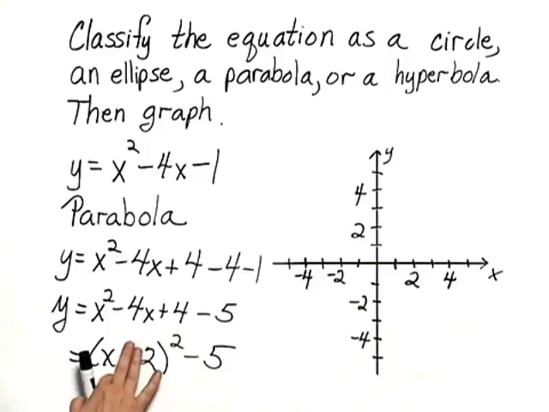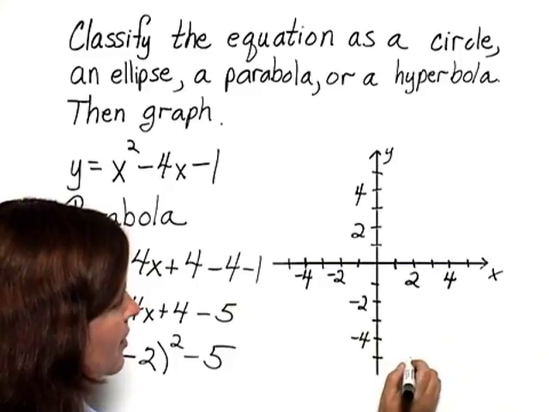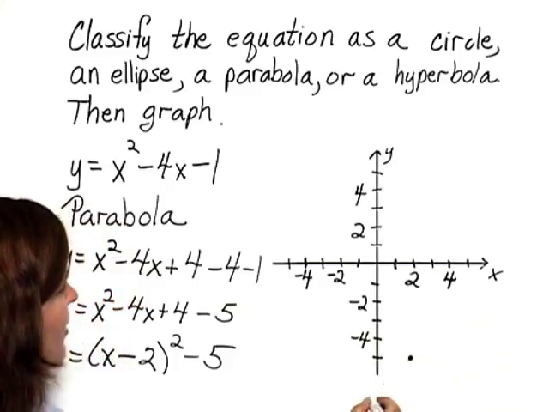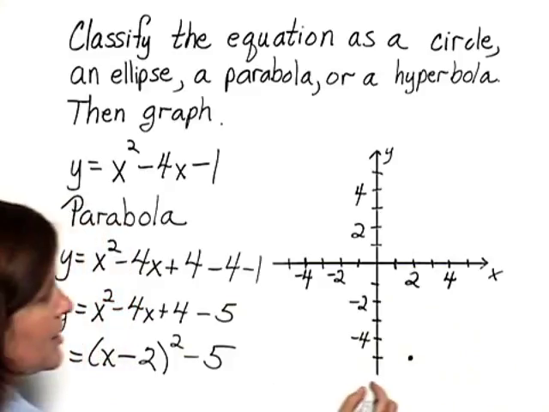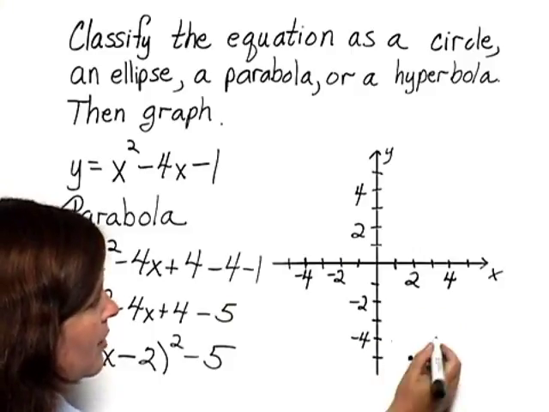Oh, this is minus 2. Sorry, when I factor that, x minus 2 squared gives us a vertex of positive 2, negative 5. Mark that here. And then graphing, we can get some points to graph the rest of this parabola.